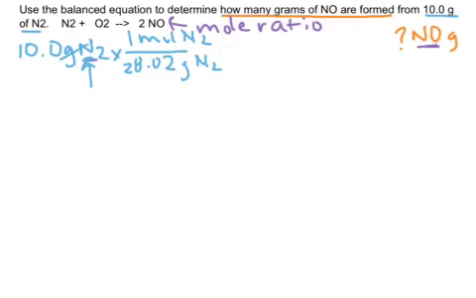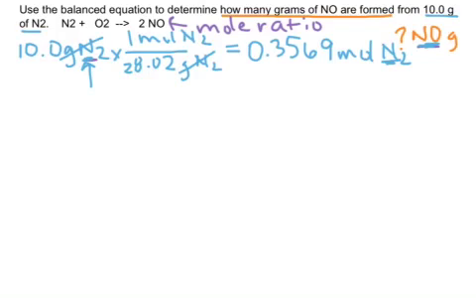I knew where to put my grams, in the denominator, so that they would cancel, and when I multiply that through, I get 0.3569. Now I'm in moles of N2. I want to make sure that I keep extra digits and don't round too much until the end of the problem. So now I'm ready to use a mole ratio to change from N2 into NO.